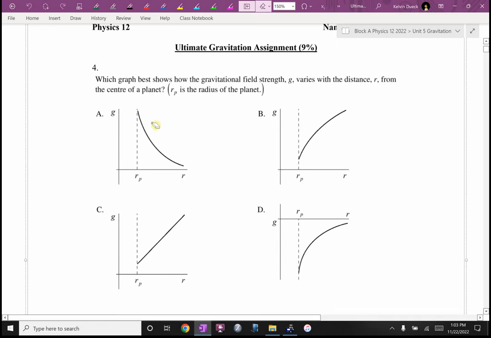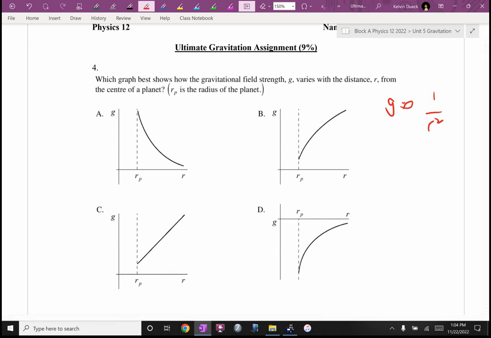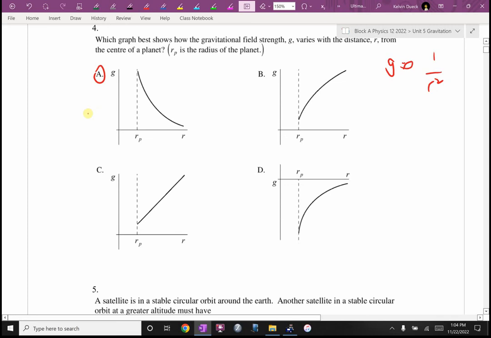Anyways, number four, which of the following best shows gravitational field strength varies with distance? Well, gravitational field strength is big G, big M over R squared. Everyone look up for a second. Really, gravitational field strength varies as 1 over R squared. It's a reciprocal of a parabola. I'm not going to ask you that because I know not all of you are in pre-calc 12, but for those of you that have been, which one of those four graphs is the reciprocal of a parabola? It's not B. It's A. Anyways, I'm not going to ask you that one.